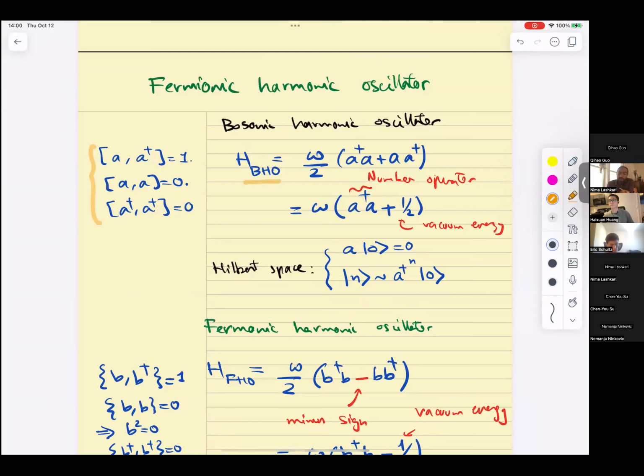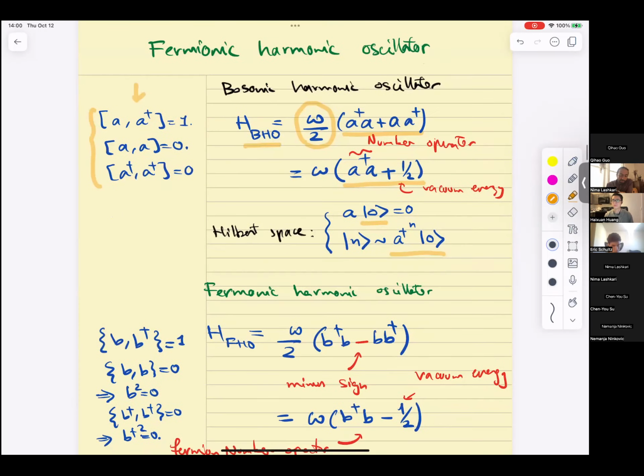Your bosonic harmonic oscillator will have the following Hamiltonian: frequency over 2, times A A dagger plus A dagger A. Of course, using the CCR, canonical commutation relation, I can write it as a number operator plus a vacuum energy, right? Then what is the Hilbert space? The Hilbert space is defined by first defining the vacuum as a state that's killed by A. Then you act with A dagger to the power of n, and you create n particle states.